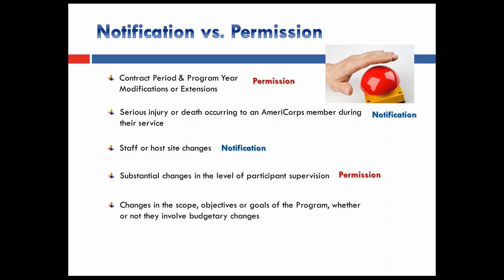All right, we'll do two more. Changes in scope or objectives or goals of your program, whether or not they involve budgetary changes. I like it. It's going fast here. You are right. That is an instance of permission. So if you're going to change your scope, objectives, goals, even if it's not budgetary, you would ask permission. If it is budgetary, you would also ask permission.